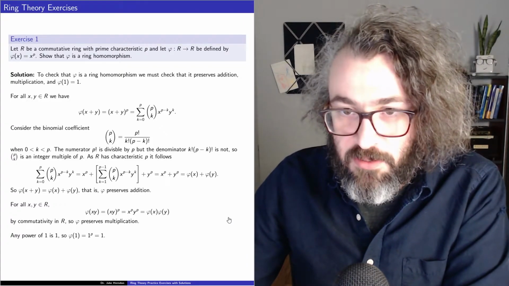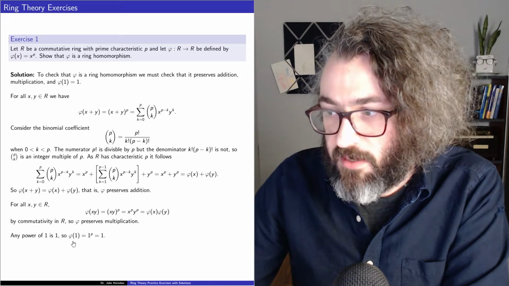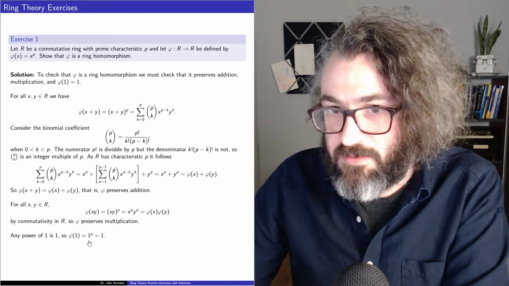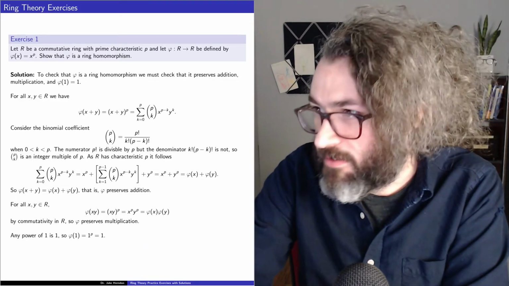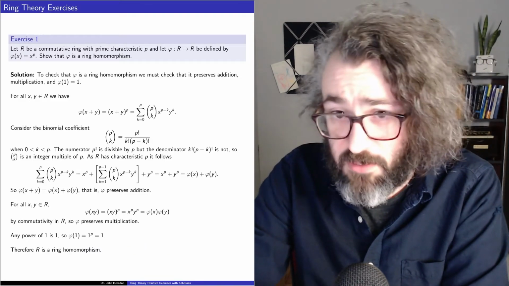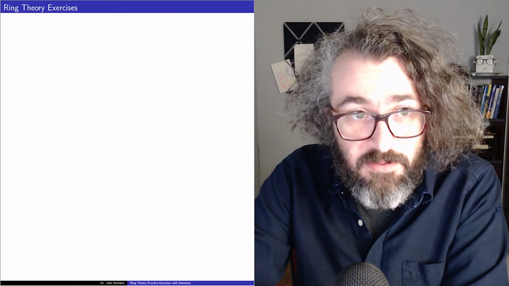And any power of the multiplicative identity is the multiplicative identity. So phi of 1 is 1 to the p, which is equal to 1. So that's the last thing we had to check. Therefore, phi is a ring homomorphism. And that's the end of the exercise.